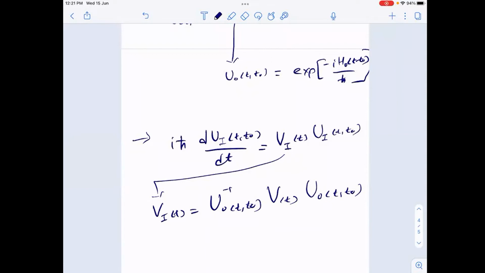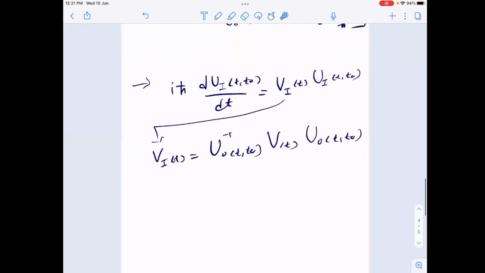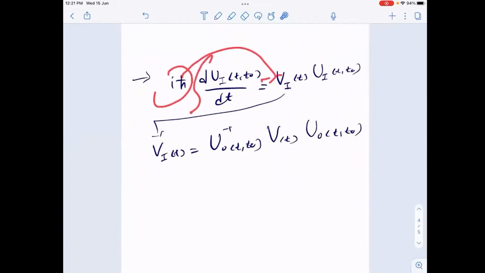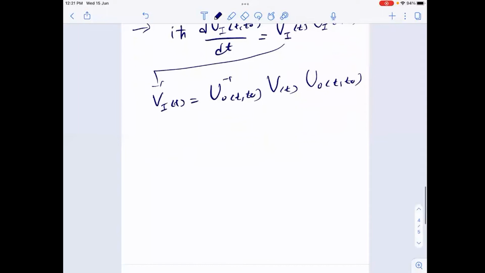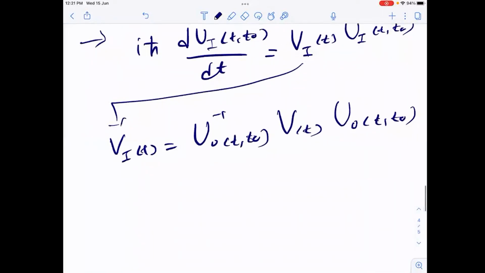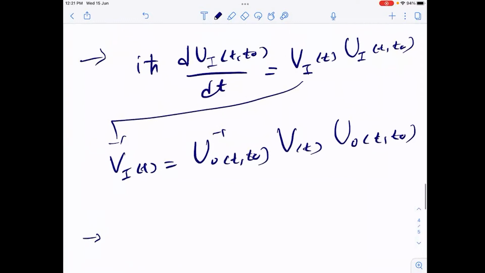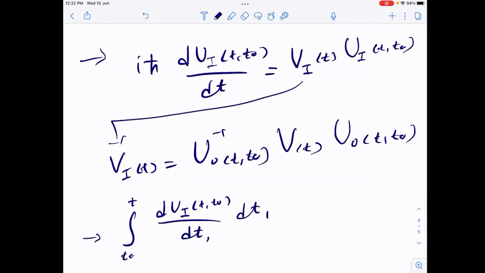Okay. So now again, let's look at this equation. Fine. How do we go ahead now? Let's integrate. Simple. Right. So let's take i h cut on this side and integrate this equation with time. So going further, by integrating the differential equation from time t is equal to t0, that is t0 to t, it will be dUI(t,t0) upon dt1 dt1. Fine.